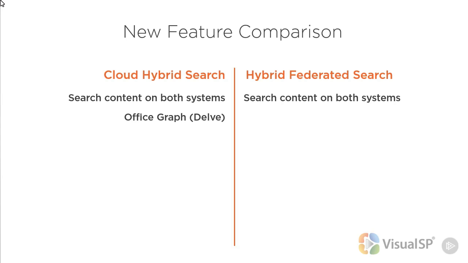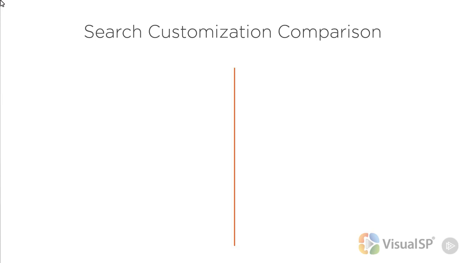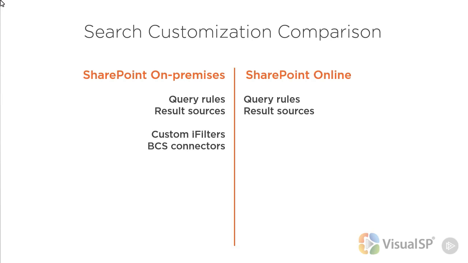And now let's talk about search customization comparison between SharePoint On-Prem and SharePoint Online. One of the problems with the cloud hybrid search is that since the index is in SharePoint Online, we can only use the customization options in SharePoint Online because everything is there. So both on-prem and online, we can use query rules and result sources. However, on SharePoint On-Prem, we also have a bunch of other stuff. Custom filters, partner characters, custom security trimming, site collection schema mapping, custom entity extraction, content enrichment web service.